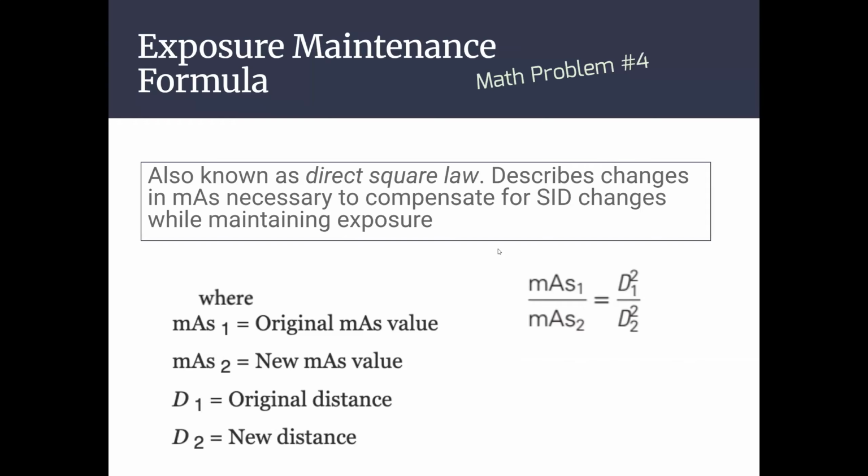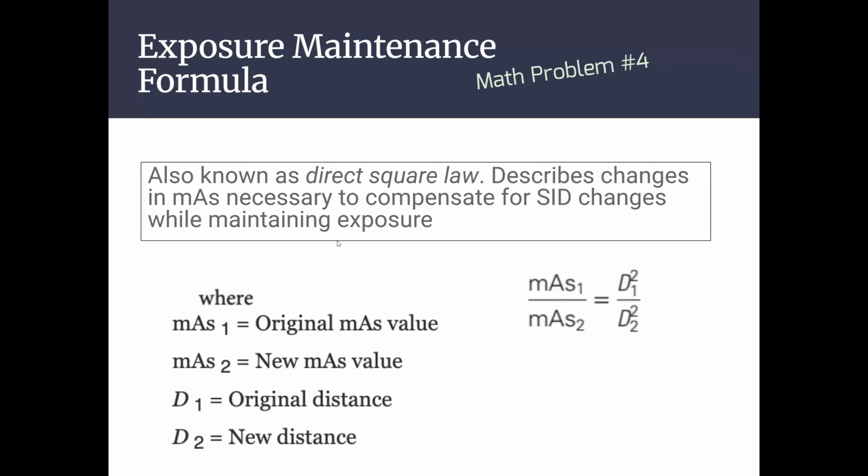Okay, so this is the fourth formula, the exposure maintenance formula. Sorry, I know we're running out of time. I'm going to go through it quickly, but we're going to review all of these formulas again at the beginning of next week. Also known as the direct square law, it's used to maintain the exposure. So again, the original mass value is annotated as mass 1, and the new mass value is mass 2. The original distance is D1, and the new distance is D2. So mass.